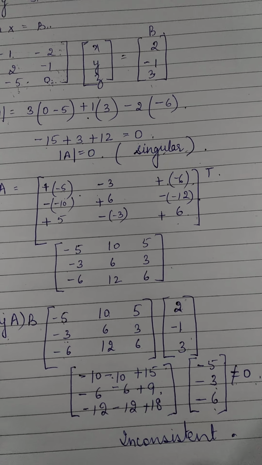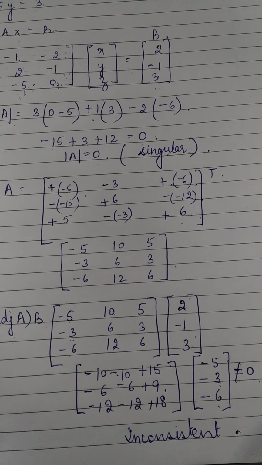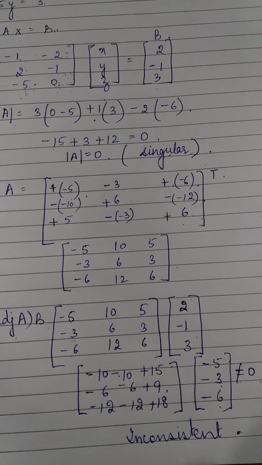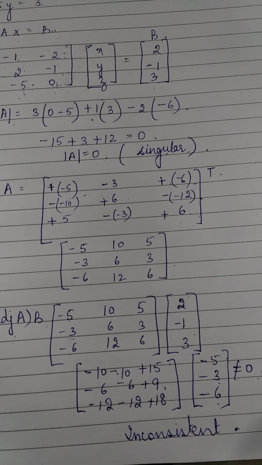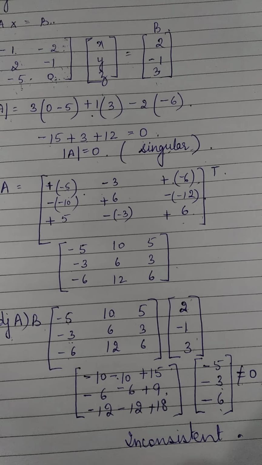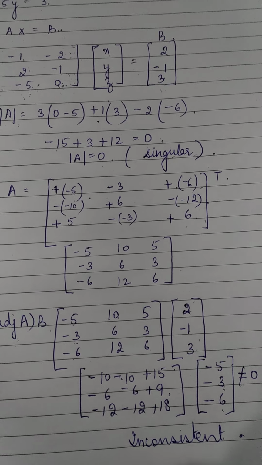Remember, we had two options. Either adjoint of A into B is equal to 0, then the system would have been either consistent or inconsistent. But if it is not equal to 0, remember it is always inconsistent. Right? So with this, we find out the consistency or inconsistency of the given system of equations.